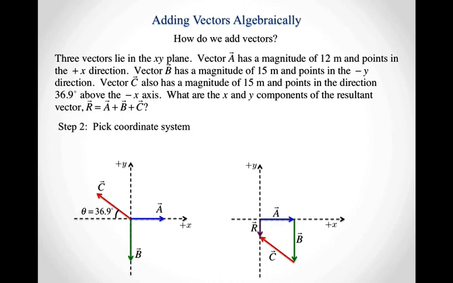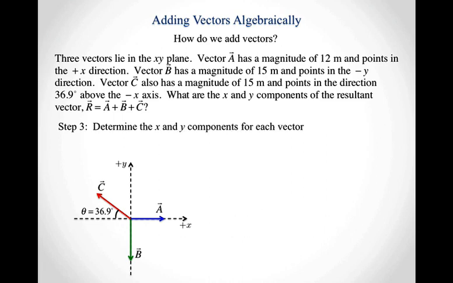Step 2, pick a coordinate system. Well, in this case, I basically have already done that because I was given the information on these vectors relative to the x and y coordinate plane. So I've already laid in the x and y coordinate system. Step 3, I need to determine the x and y components for each vector.